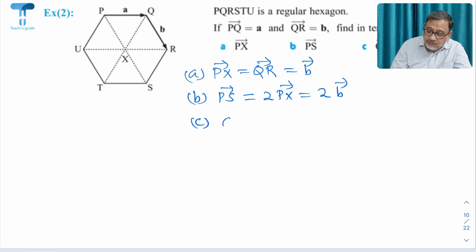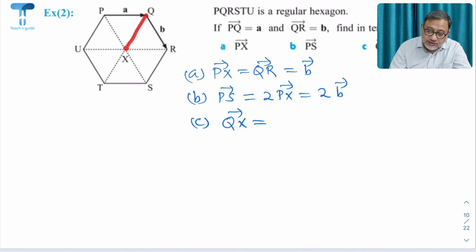C part says I have to find QX. Okay, now QX, where is QX? Let us see. QX is here. Okay, this vector I have to find. Now to find QX, we will take this triangle. In this triangle we already have A, and we already have this, but the direction may be different. Okay, so I will write QX as QP, or I can write in any way. I can use this triangle also. Okay, in this triangle also, any triangle I can use.